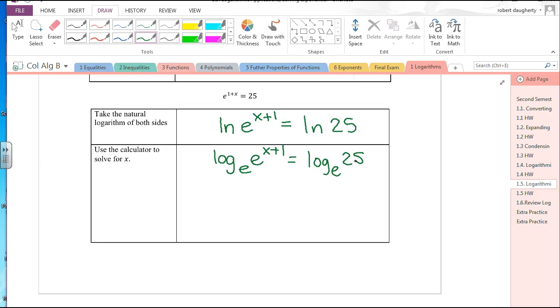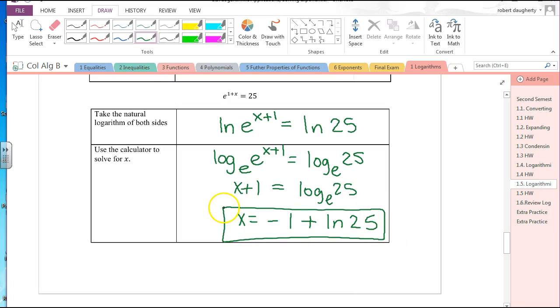But the reason I write it like this is you should be able to look at it and say the log base e of e to the x plus 1 is, repeat it again, x plus 1. That's why I took the log base e. It allows me to solve for the exponent. So x plus 1 equals the log base e of 25. How do I solve for x in that equation? How do I get the x by itself? Subtract 1. So x is negative 1 plus natural log of 25. This is my exact answer, okay?